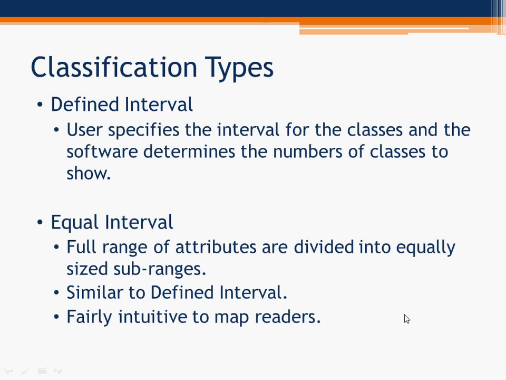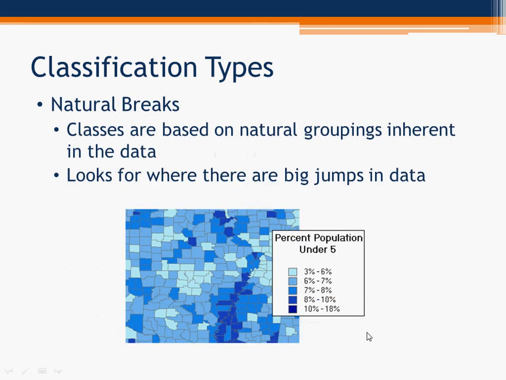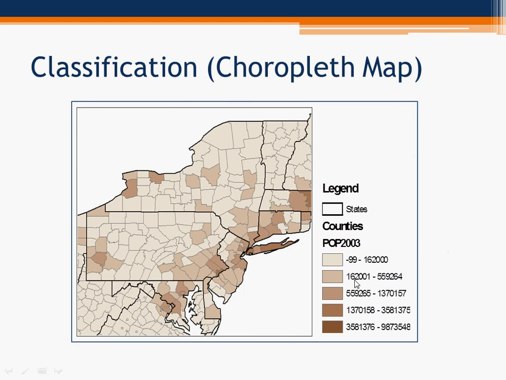Equal interval is similar in that instead of you specifying as the user the number of classes, it takes the entire distribution of your data for that particular field and divides it into equally sized subranges. It's fairly intuitive to map readers, but you have to understand that it could produce something like what we saw in the first choropleth map, where it's going to pick values that are not necessarily very intelligible to the average person. It might be better to show nice round numbers from 0 to 200,000, 200,000 to 500,000, or something along those lines.